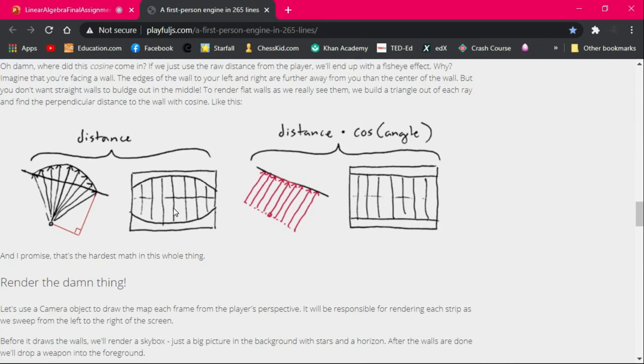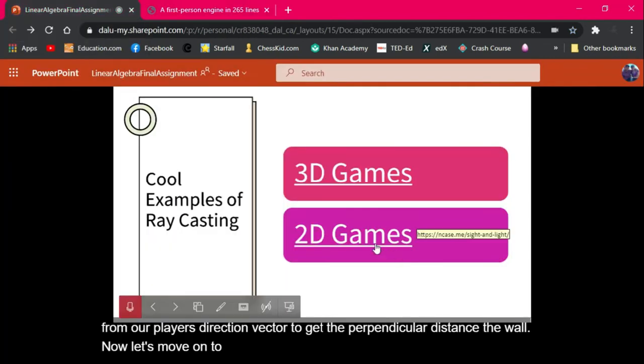With this last illustration is an important detail for implementation. To avoid a fisheye effect, we need to multiply our distance by cosine of the angle from our player's direction vector to get the perpendicular distance to the wall. Now let's move on to our 2D example.